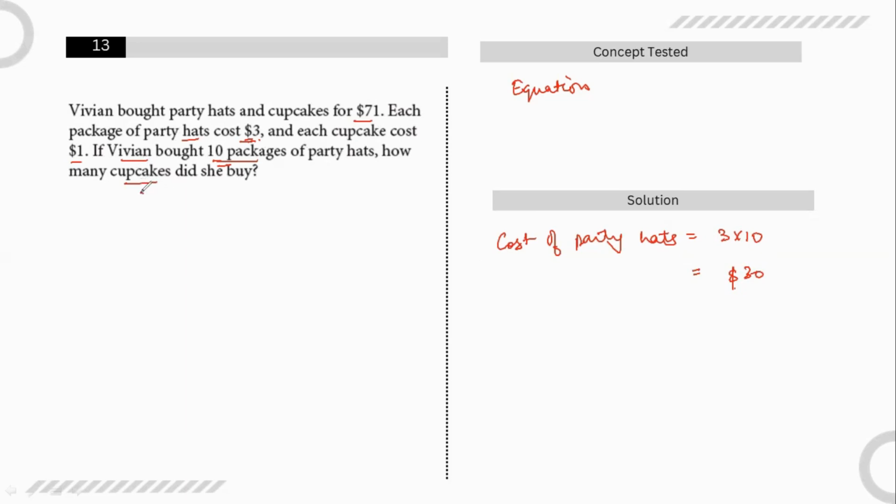And how many cupcakes? Let's say she purchases X cupcakes. So what will be the cost of cupcakes? The cost of cupcakes must be 1 multiplied by the number of cupcakes, $1 each, and there are X cupcakes. So that will be 1 times X, which is X dollars. Now the total of party hats, that is $30, plus the cupcakes, that is X, should be equal to the total she has spent. That means X is nothing else but 71 minus 30, which is going to be 41. That will be the correct answer here.